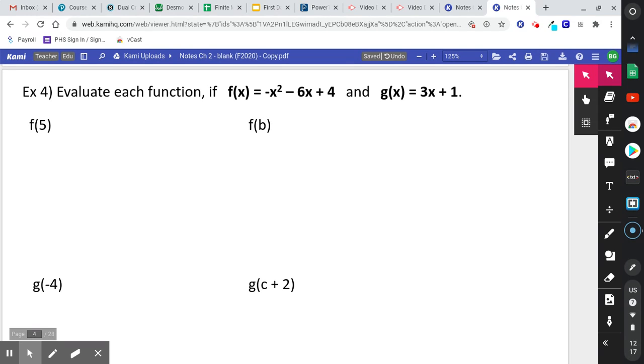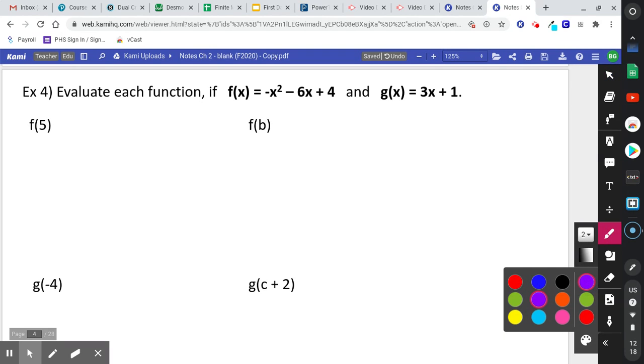Number 4, evaluate each function. Basically, we're just plugging junk in. I put this first one on here because everybody messes this one up. If you plug in 5 into the f function, -5 squared minus 6 times 5 plus 4. A large number of people mess this up, okay? But think about it. Am I squaring the negative in this problem? I'm not. I'm not plugging in -5. -5 is not getting squared, just the 5 is.